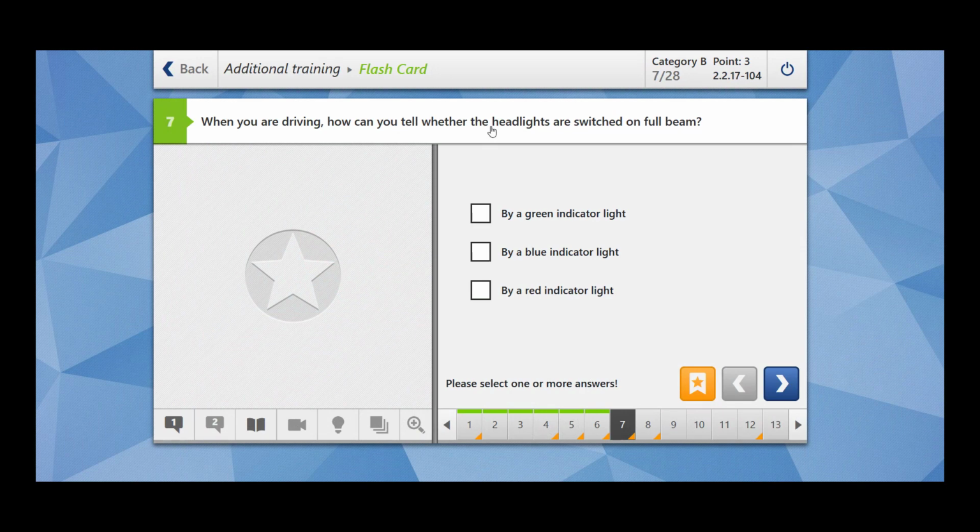When you are driving, how can you tell whether the headlights are switched on full beam? This question is similar to the previous question. From the blue indicator light, you can tell your full beam is switched on.